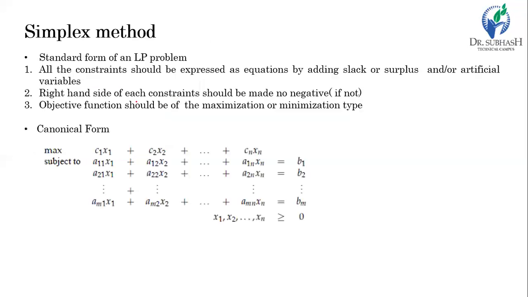Now let's see the standard form. What is called the standard form, and what is its necessity for the requirement of the simplex method algorithm? First of all, all the constraints should be expressed as equations. In formulation we have seen that constraints may be of less than or equal to type, greater than or equal to type, or sometimes equal to type. But in standard form, all the constraints must be equations.